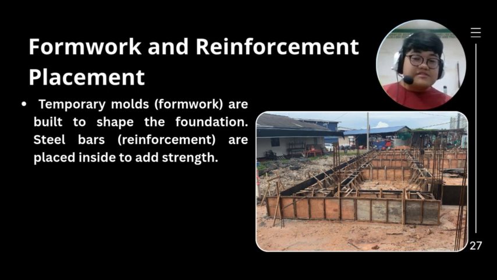For the third process, formwork and reinforcement placement, temporary molds or frameworks are then built to shape the foundation, and steel bars or rebars are placed inside to add more strength to the structure.